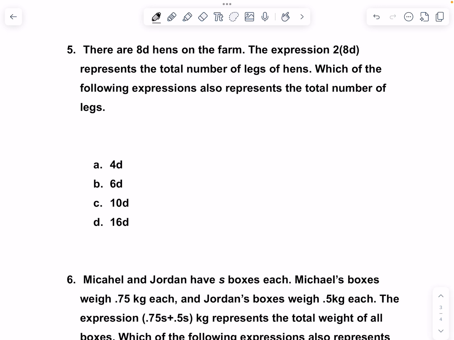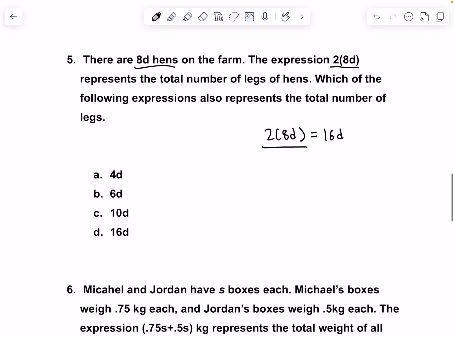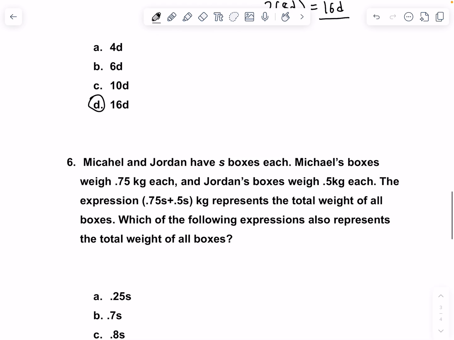Number 5 says there are 8D hens on the farm. The expression 2 times 8D represents the total number of legs of hens. Which of the following expressions also represents the total number of legs of hens? So once again, we'd simplify. 2 times 8D is also equal to 16D, which means that if they're equal, and this represents the number of legs, then this also represents the number of legs. So the answer would be D, 16D.